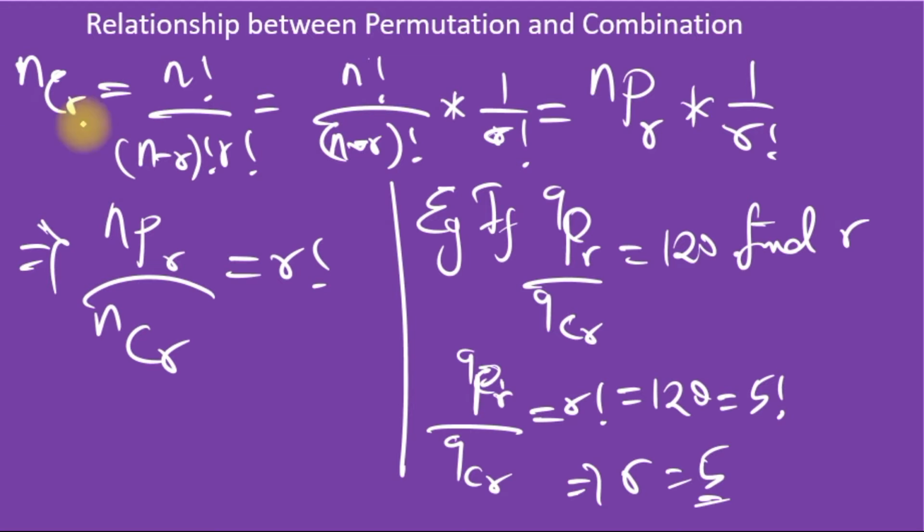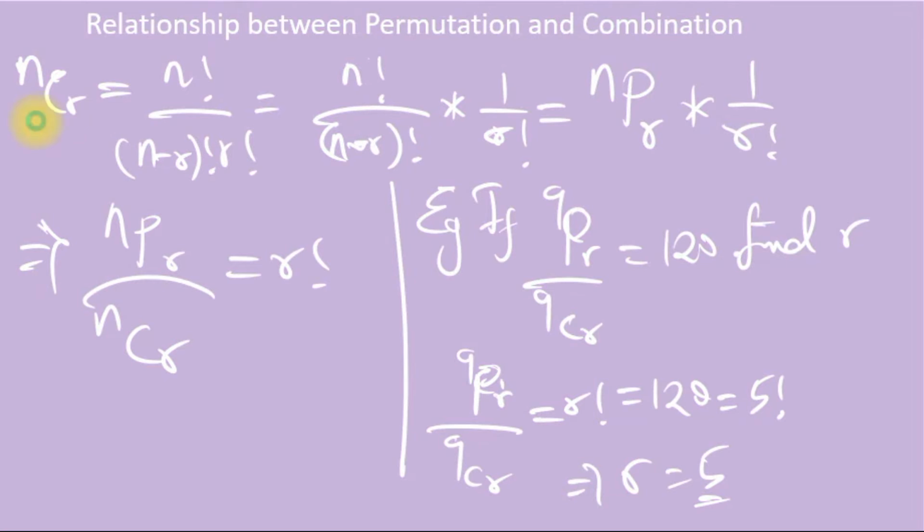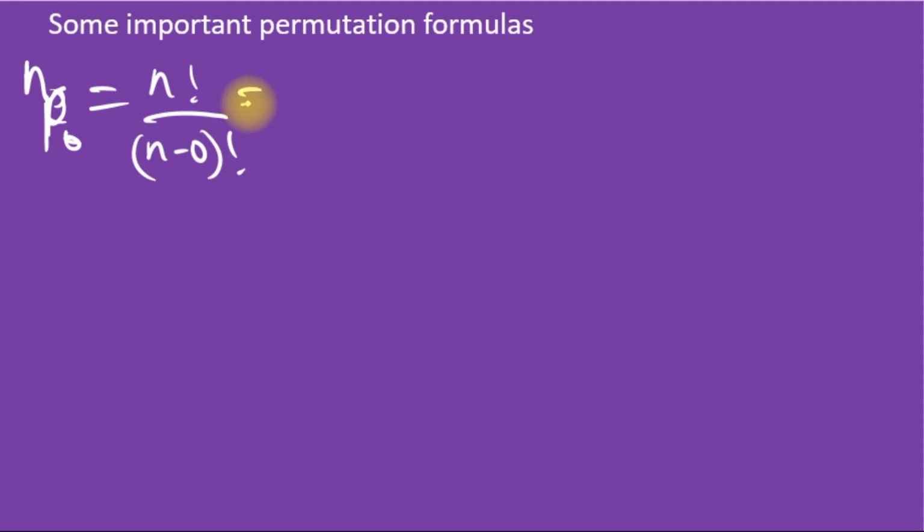So let's see another. We're on some important permutation formulas. There are 3 formulas that will help us to solve some permutation problems fast. So there is one formula: n permutation 0, let's start with 0. This is n factorial over n minus 0 factorial, and n minus 0 is n, so this is 1. This is very, very important.